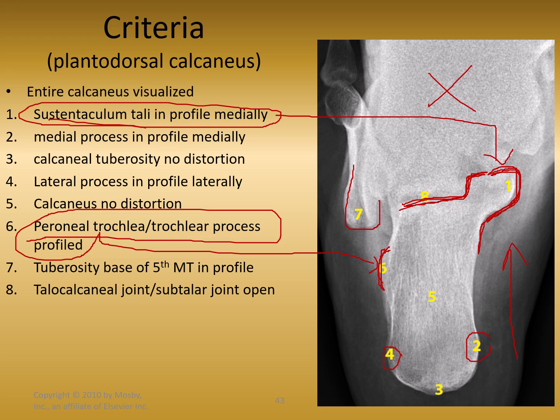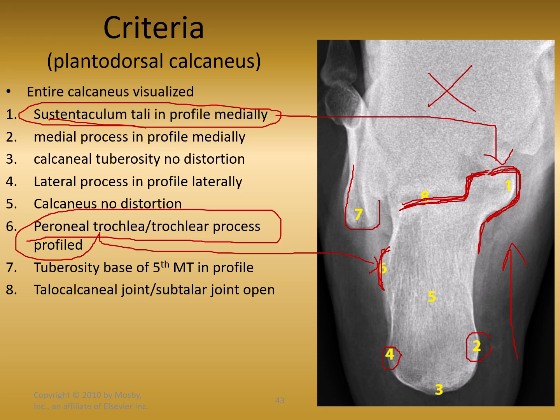Kind of like a little, I always call it a lightning bolt. Looks like a little lightning bolt there. All right, so that's the talocalcaneal joint that we're looking for to be open, free of superimposition of those metatarsals. We don't want to project those metatarsals into the talocalcaneal joint.